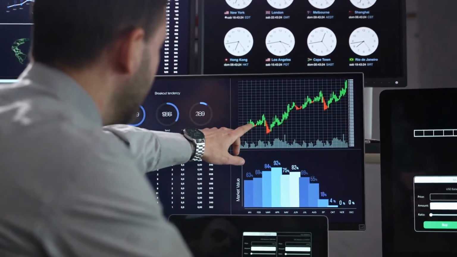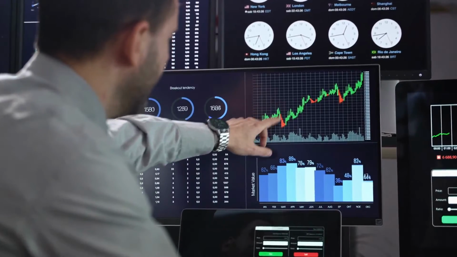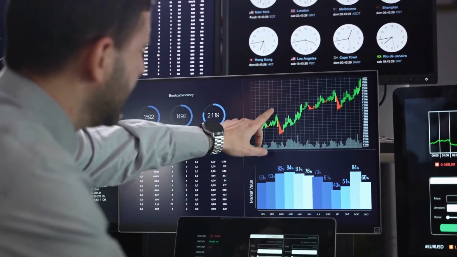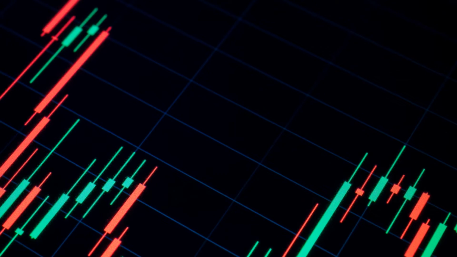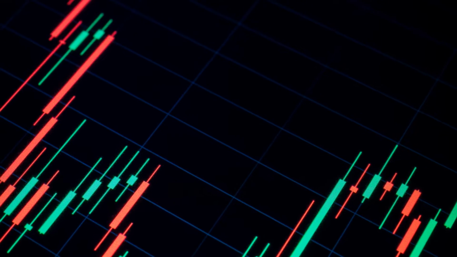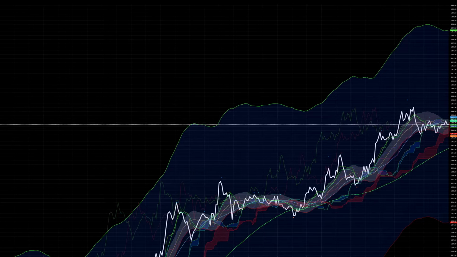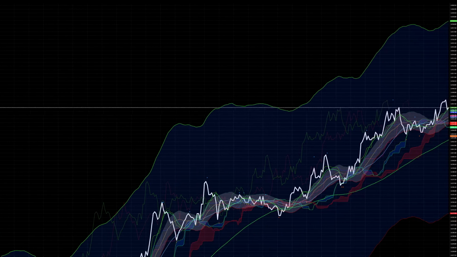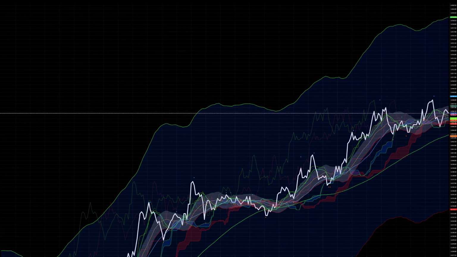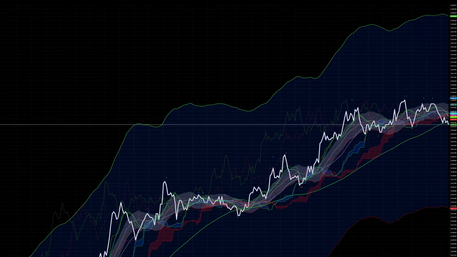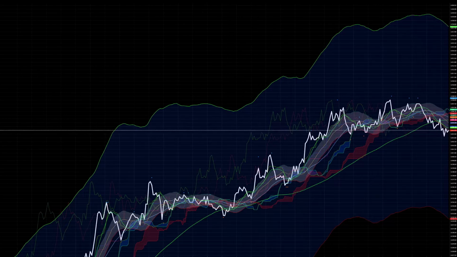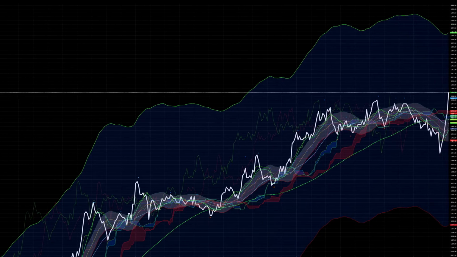Remember, while pivot points can be a powerful tool for identifying potential breakouts, they're not foolproof. Market conditions can change rapidly, and unexpected news events can cause sudden price swings. Therefore, it's crucial to stay informed about market news and economic events, and always be prepared to adjust your strategy as needed. So, that's how you can use pivot points to trade breakouts, a technique that could potentially enhance your trading strategy.